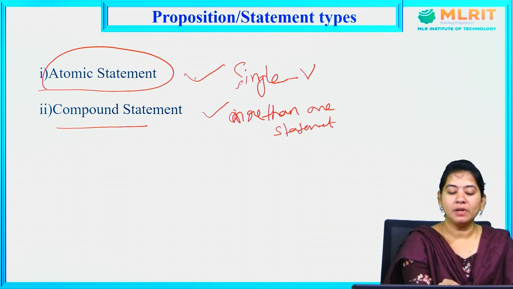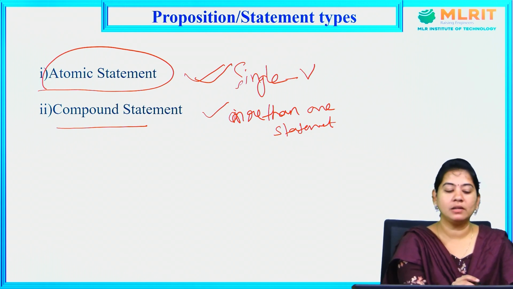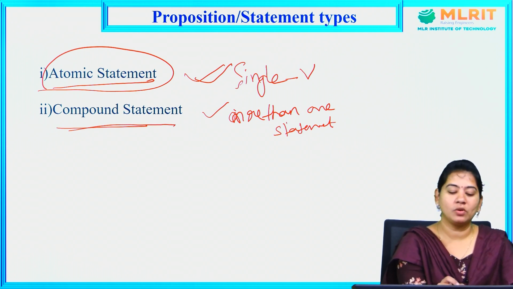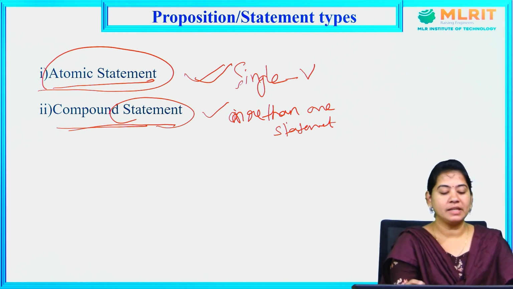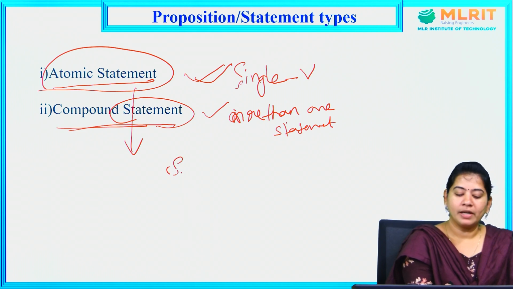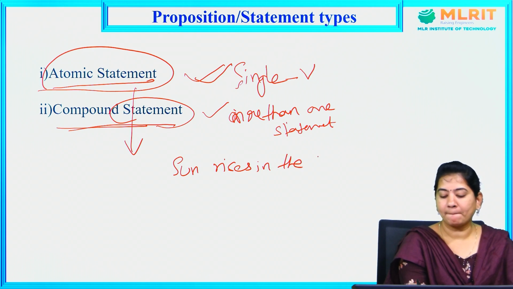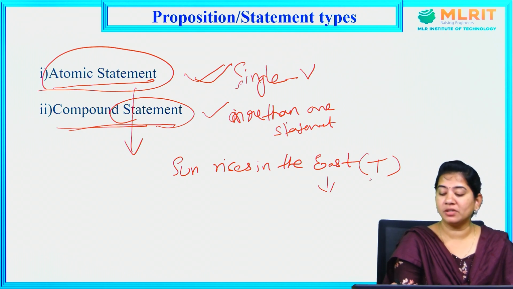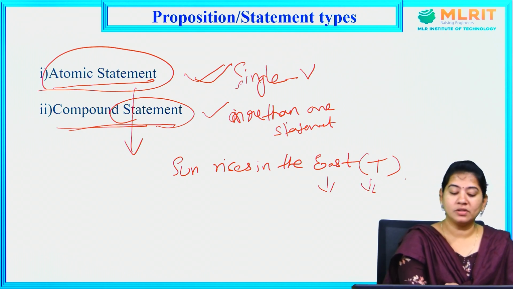So here, a statement which is represented by a single variable is called an atomic statement, and a statement which is made of more than one statement is called a compound statement. First, let us see how to represent an atomic statement. For example, let us consider: Sun rises in the east. This is called a statement, because it is giving some information, and that information has a truth value, that is true.